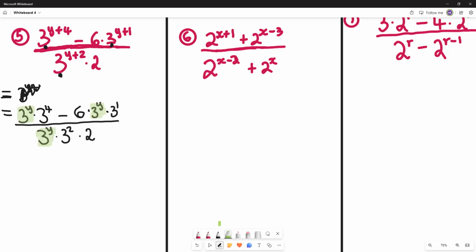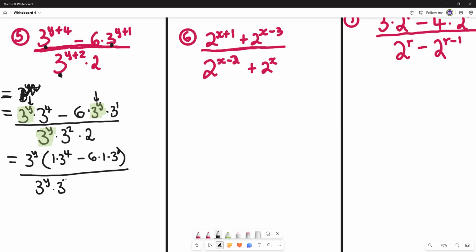Sharp. Then now you can see that on the top, you have two terms and this is common. This guy and that guy are common. So we take them out as common factor. So 3 to the power y. Whatever it was, we put 1. So it's going to be 1 times 3 to the power 4 minus 6 times 1 times 3 to the power 1, which we don't write, right? All over, but you can put it if you want to. So I'll just put it for this case. Then you have 3 to the power y dot 3 squared dot 2.